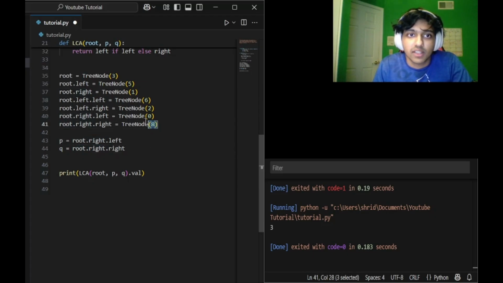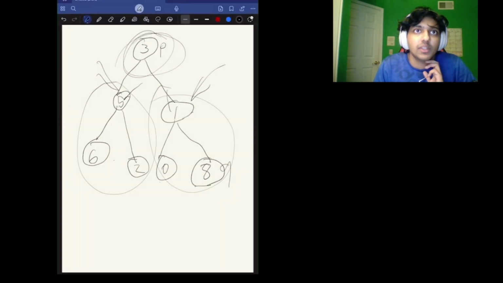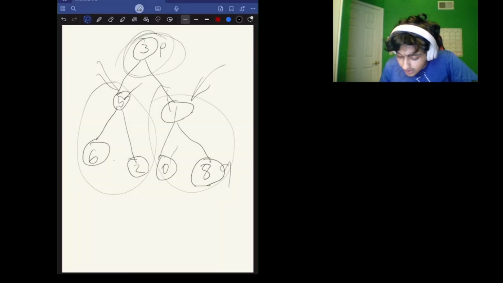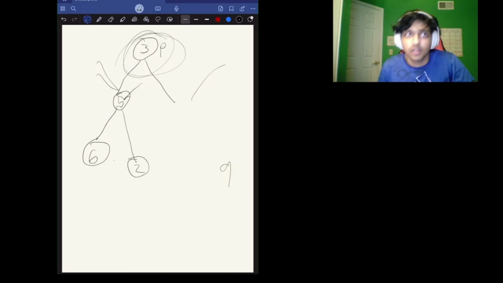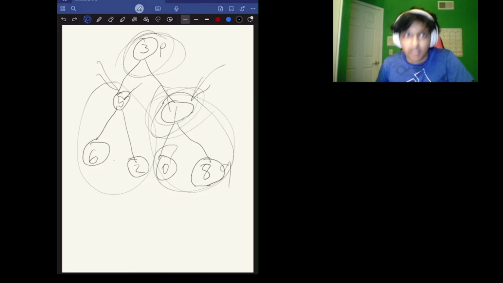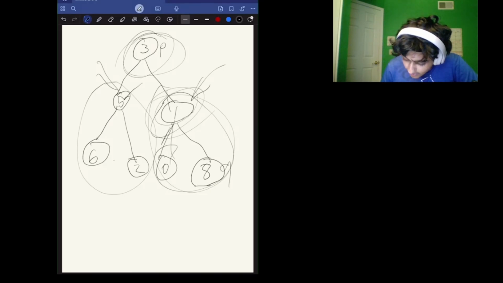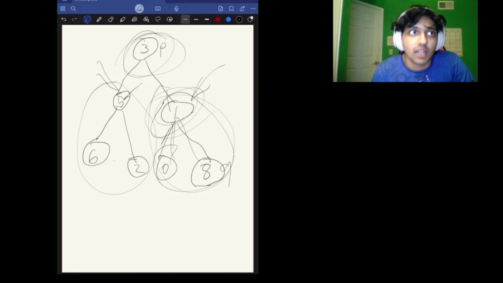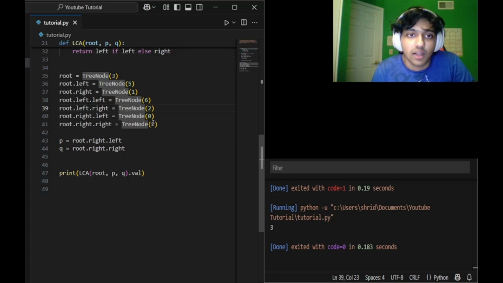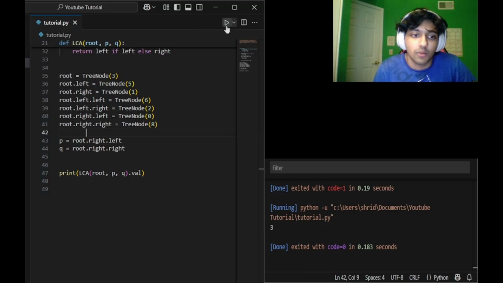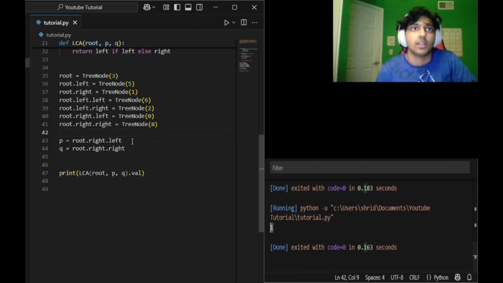So this is between 0 and 8. And if we see on the whiteboard, the common ancestor of 0 and 8 is going to be 1. I erased it by accident, but you see 0 and 8, it's going to be 1. So we should expect in the code here that 0 and 8 should result in the code printing out 1, and that's exactly what it does. So yeah, the code works like that, and hopefully you guys understood my explanation.